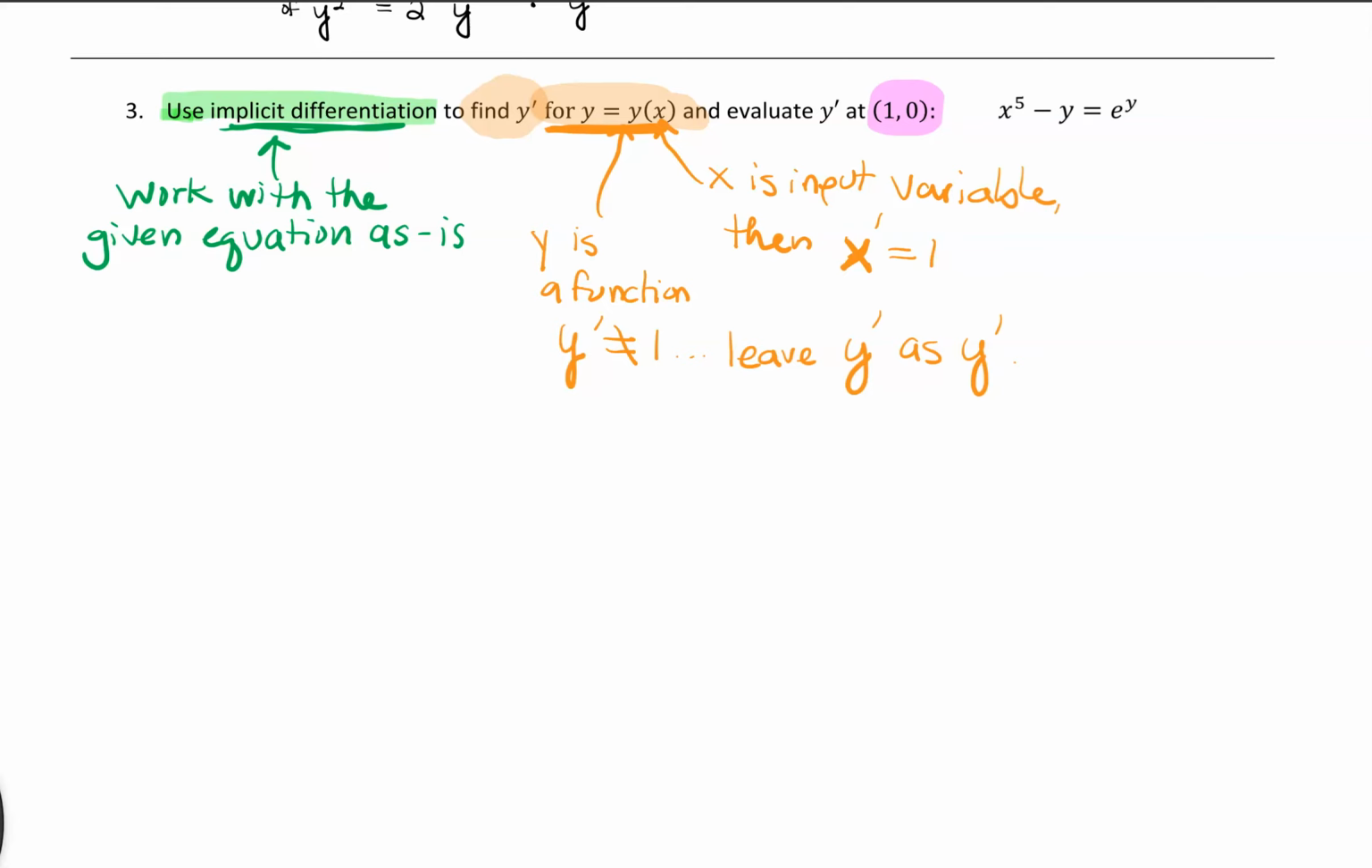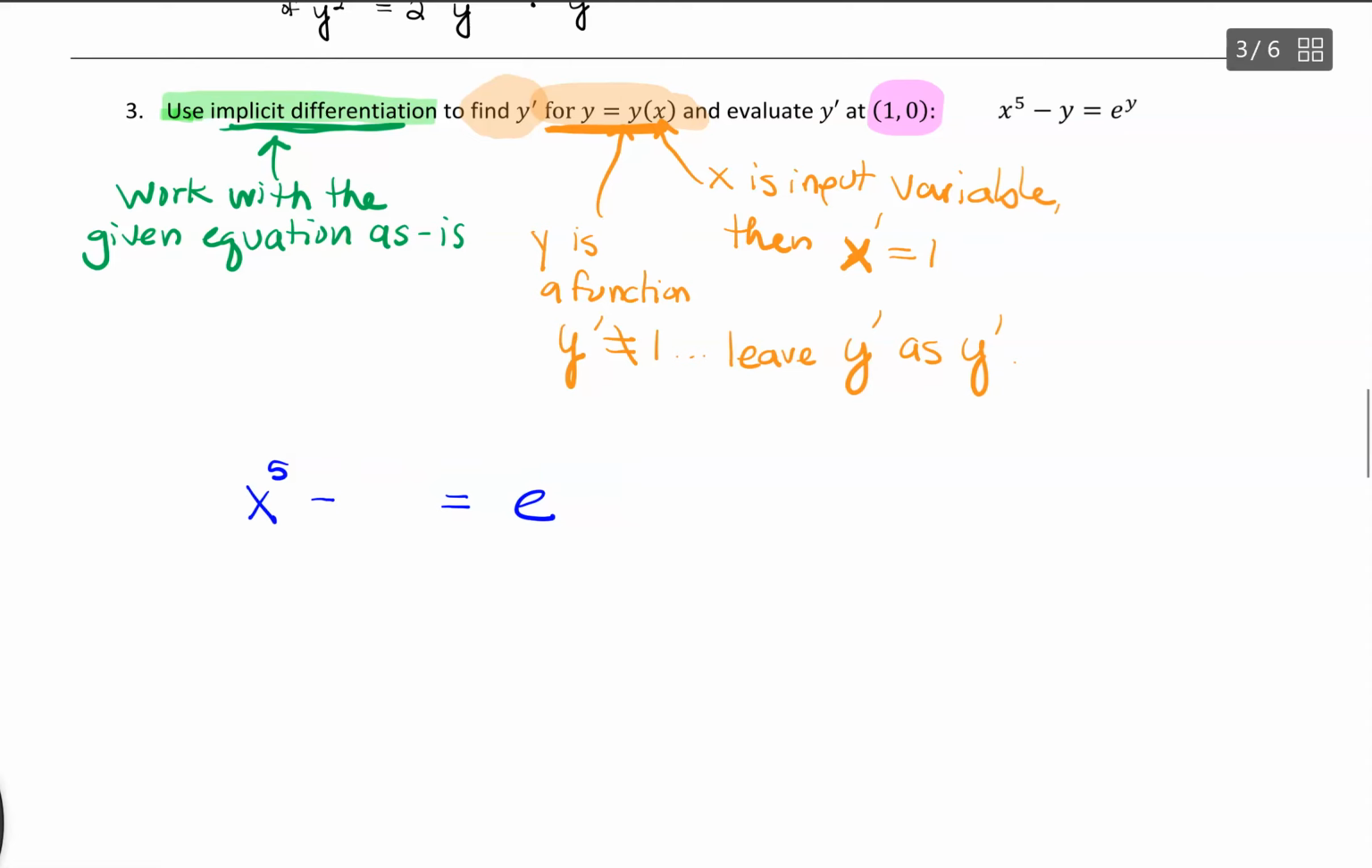Okay, so let's see this in action. I'm going to rewrite my equation exactly as it's given to me. x to the 5th minus y equals e to the y. That is nasty. You could not get y alone if you wanted to. See how my y is in two locations here? My y is on the left side of the equation and it's in an exponent on the right side of the equation. No way am I getting y alone on that. Got to do this implicitly.